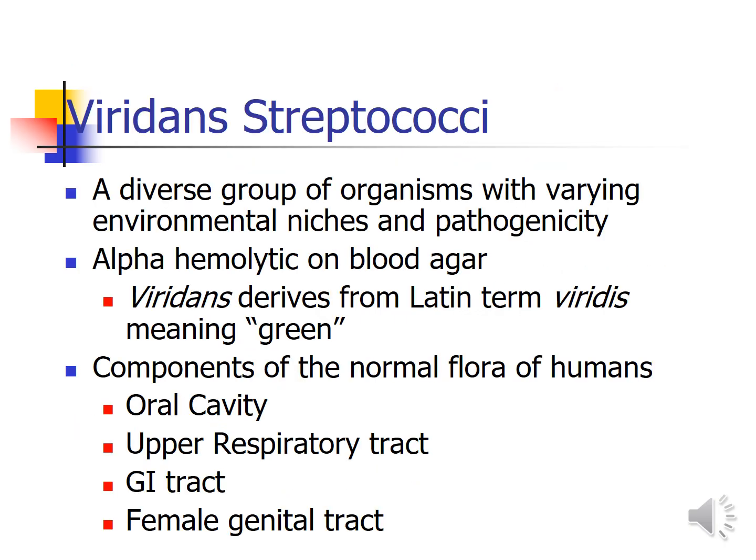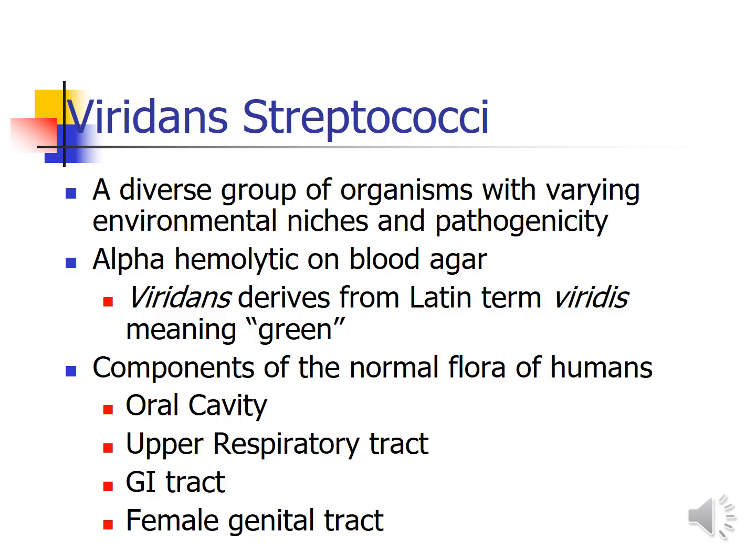Next is viridans streptococci. It is a diverse group of organisms varying in environment, niches, and pathogenicity. Alpha hemolytic on blood agar is seen. The name viridans is derived from the Latin word viridis, which means green. They are components of the normal flora of the oral cavity, respiratory tract, GI tract, and female genital tract.